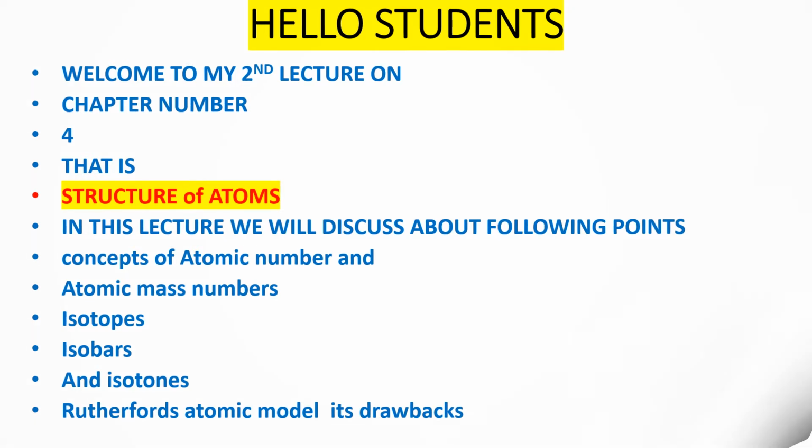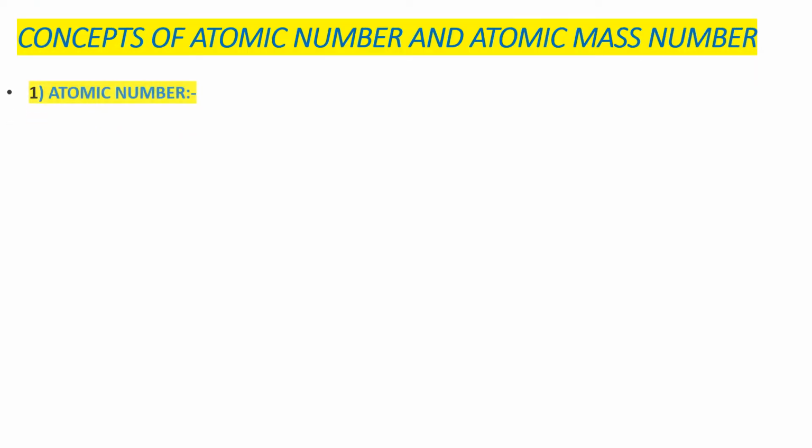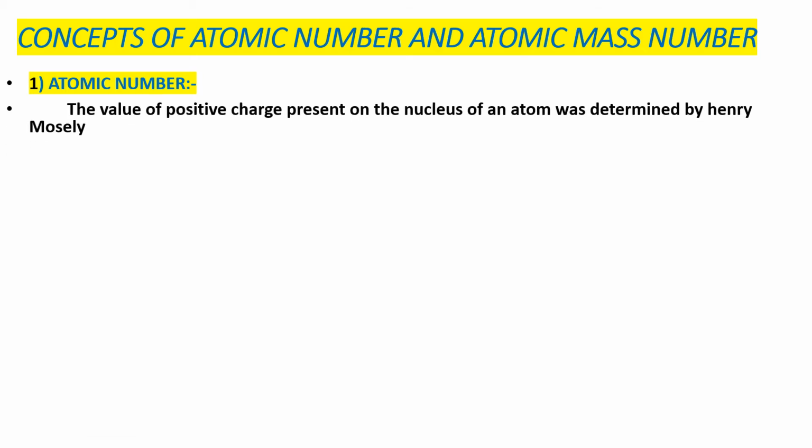Okay, now let's start one by one. First, the concept of atomic number and atomic mass number. In this first point, that is atomic number, the value of positive charge present on the nucleus of an atom was determined by Henry Moseley.